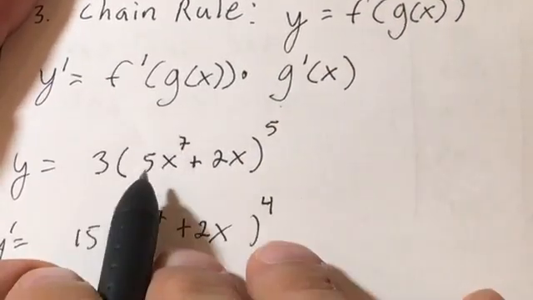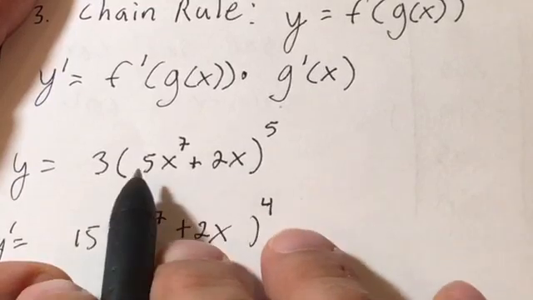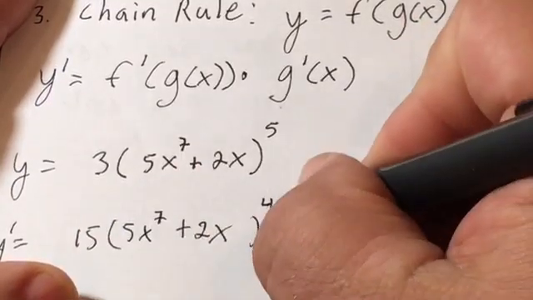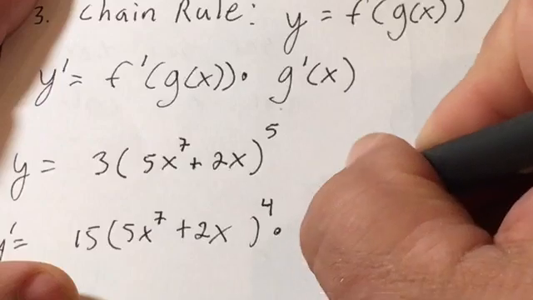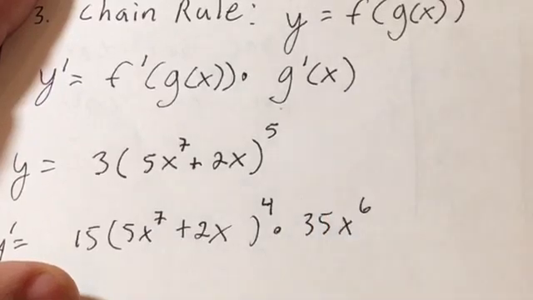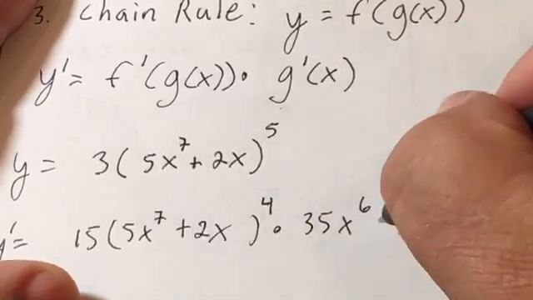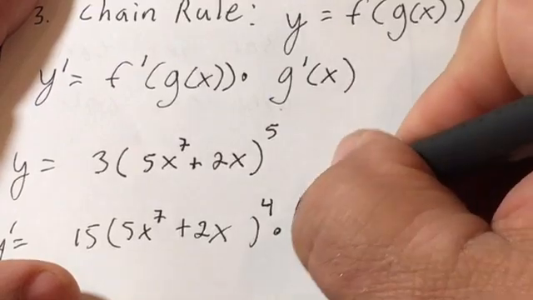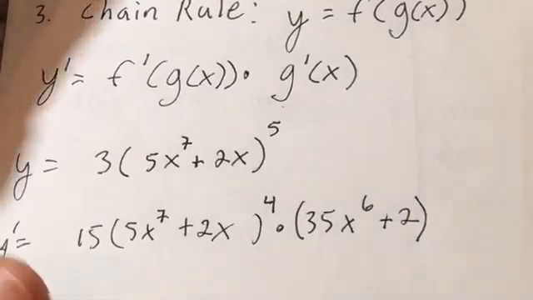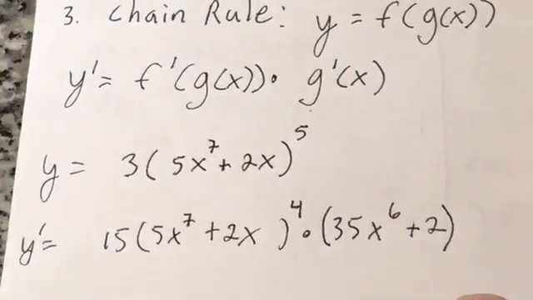And now I have to take the derivative of the guts. So the derivative of 5x to the 7th is going to be 35x to the 6th, and then the derivative of 2x is 2. But I have to multiply the whole quantity by it. And that was an example of the chain rule.